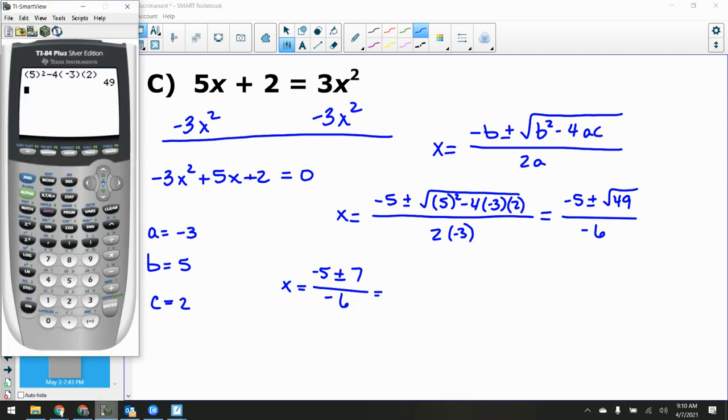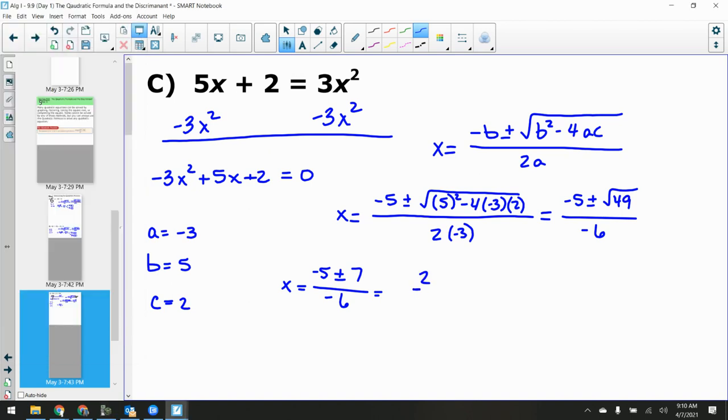All right, so let's evaluate the plus or minus now. Negative 5 plus 7, which is just 2. That's not 12, it's 2. Over negative 6, which is negative 1/3, so negative 0.3 repeating. And then we have negative 5 minus 7, negative 12 over negative 6, which is just positive 2. So positive 2 and negative 0.3 repeating.